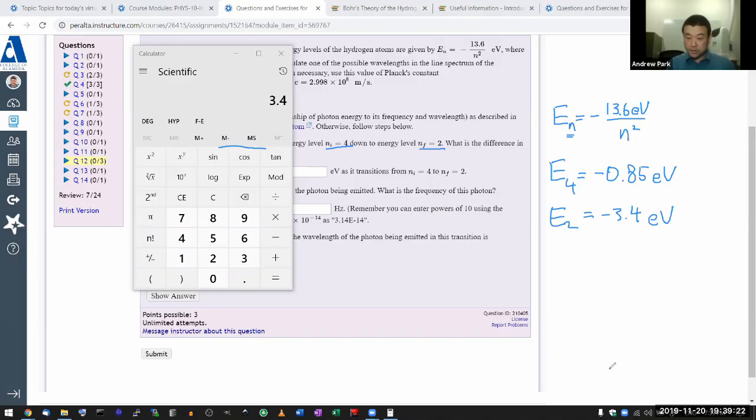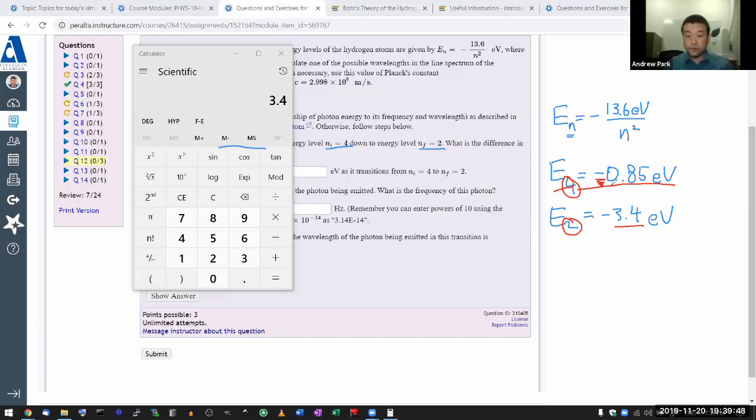So as you look at these two numbers, what I hope you realize is that because of this minus sign here, the greater number means actually a lower value because it's more negative. So the n equals 4 energy level is higher than the n equals 2 energy level. It's less negative. So, I hope all of that makes sense.